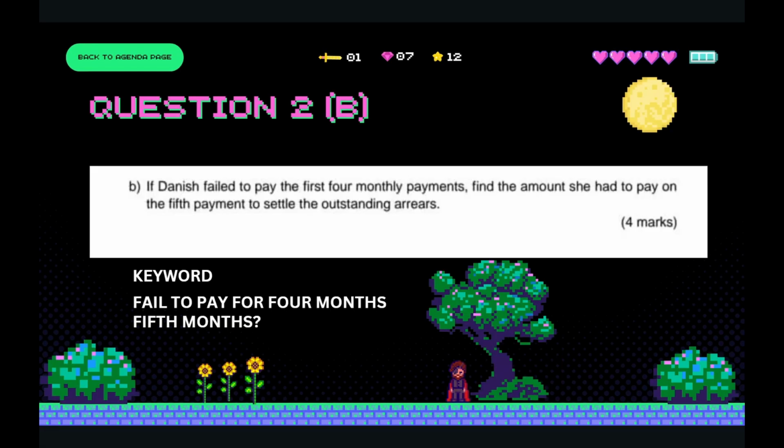So we're moving on with question 2, question 2b. If Danish failed to pay the first 4 monthly payments, find the amount that he had to pay on the 5th payment to settle the outstanding arrears. In this situation, he failed to pay for the first 4 months, and we need to know how much he needs to pay on the 5th month because of the failed payments.